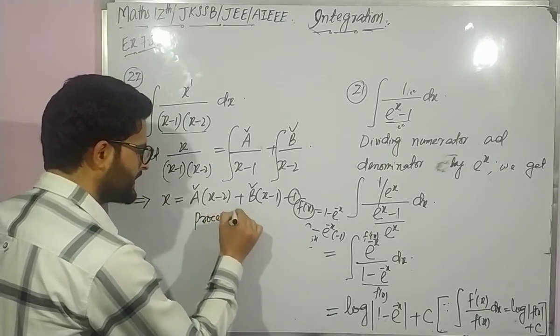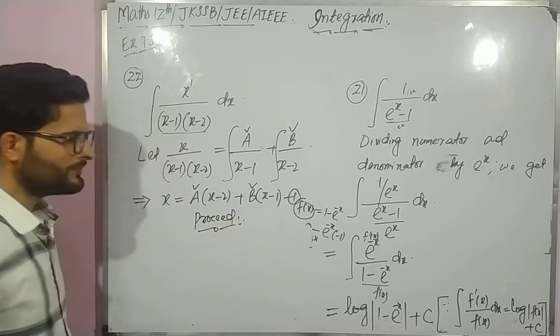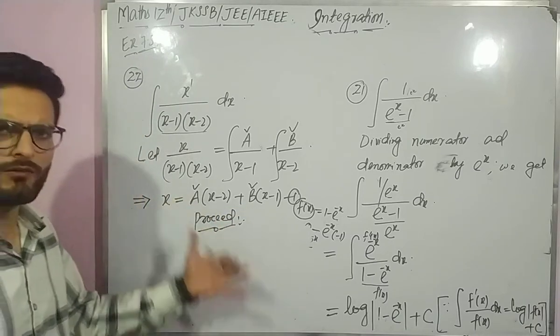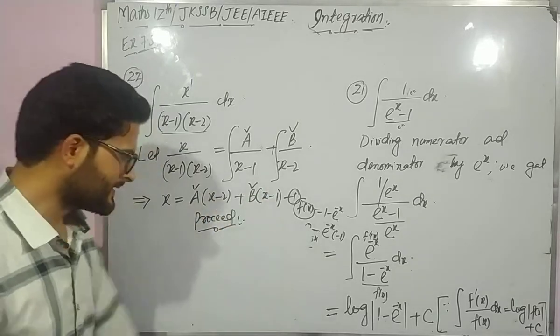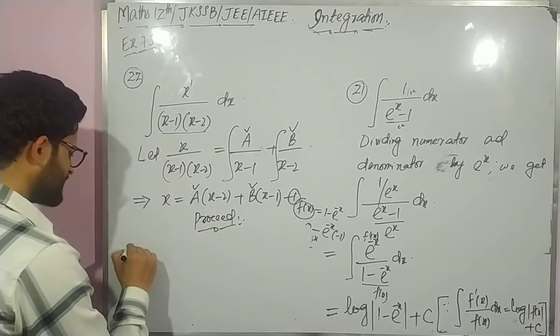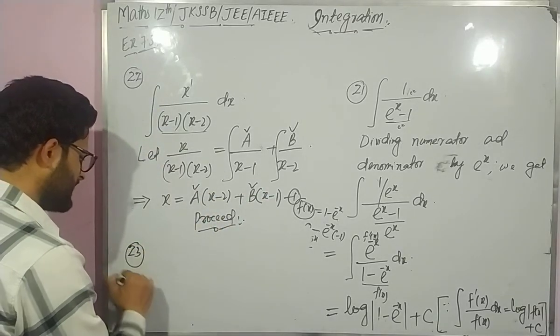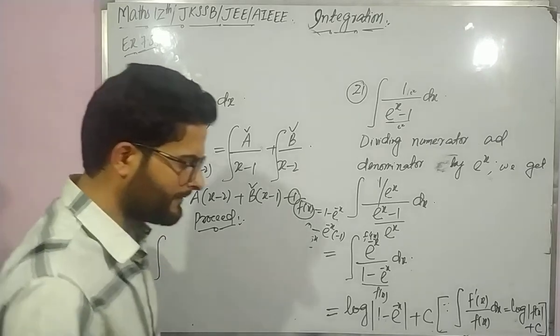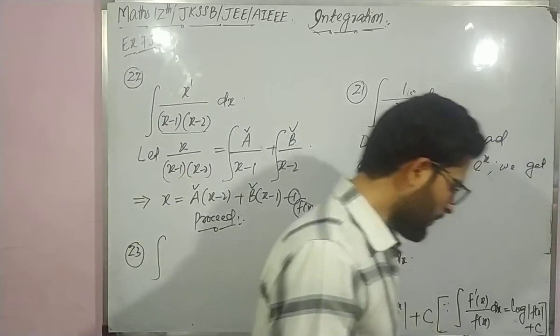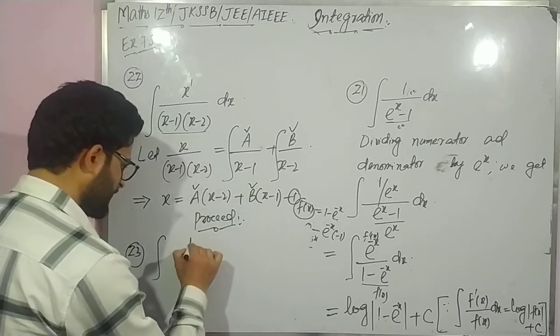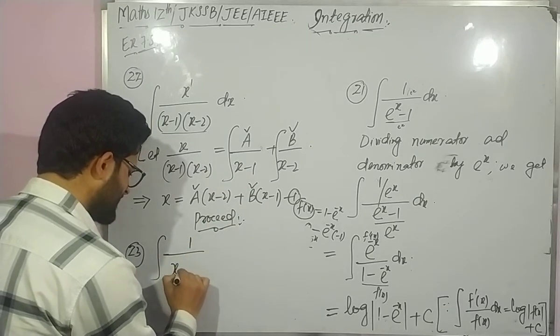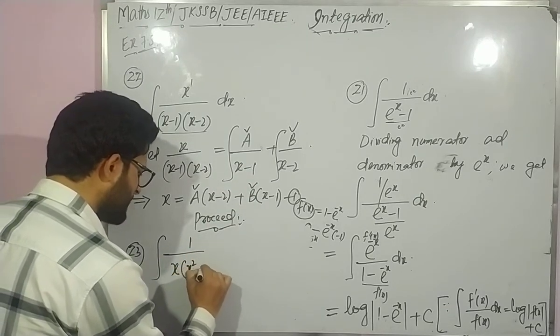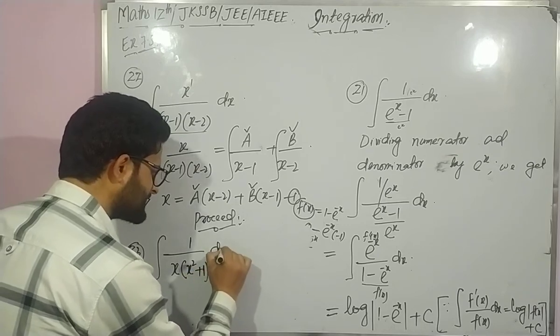No need to waste our precious time on the thing that we have already solved or already discussed. So next we have the last question of this exercise, and that is 23, which is all about the integration of 1 divided by x into (x square plus 1) dx.